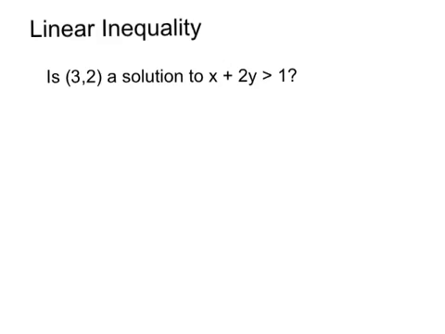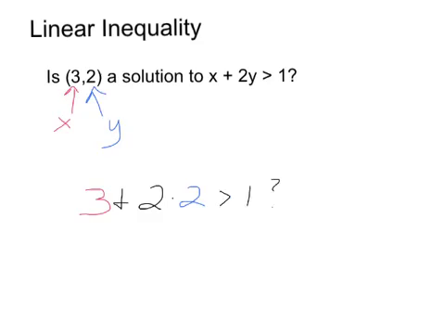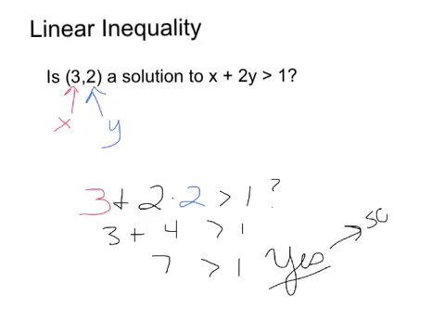Now the way I can test that is take the inequality, plug in 3 for x and 2 for y. So in this case, I'm going to get 3 plus 2 times my y of 2. And I want to know, is that going to be greater than 1? So then I continue to solve. 3 plus 4. So I end up with 7. And I want to know, is that greater than 1? Well, obviously it is. So yes, it is going to be a solution.